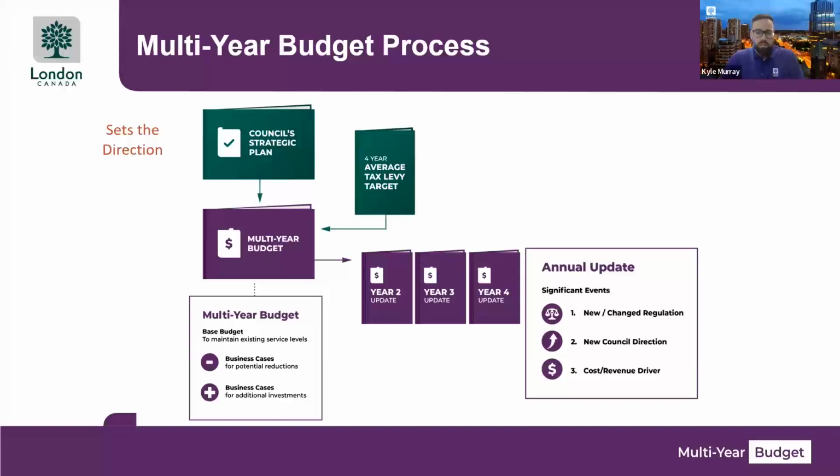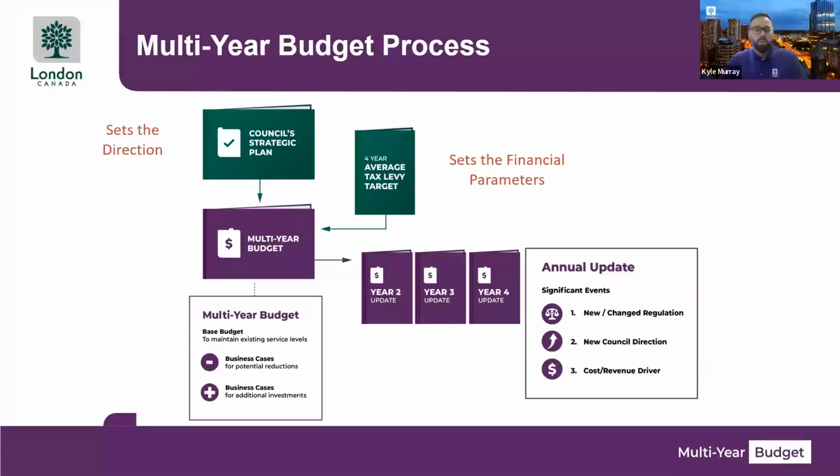As we all know, of course, though, resources are not unlimited. And so, at the outset of a multi-year budget cycle, Civic Administration requests council direction on a tax levy target to provide some parameters on the resources that might be available to implement the strategic plan through the multi-year budget. So that then leads into the multi-year budget itself.